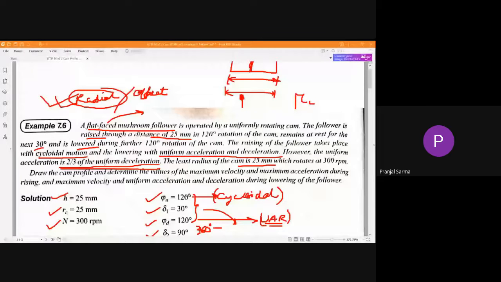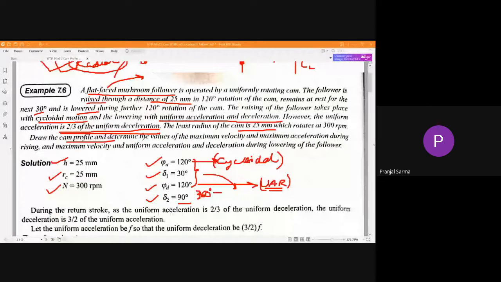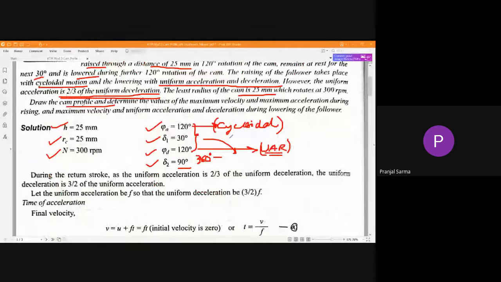So you need to draw the cam profile and find the maximum velocity and maximum acceleration during rising, as well as the maximum velocity and the uniform acceleration and deceleration during lowering of the stroke. So first you need to draw that profile and find some numerical values for it. I hope all of you have understood the question and the changes that are there.